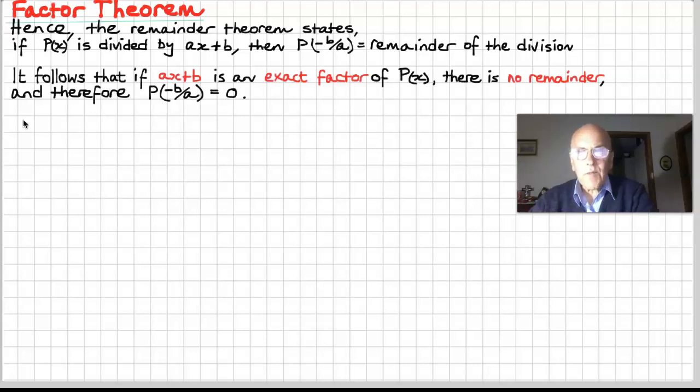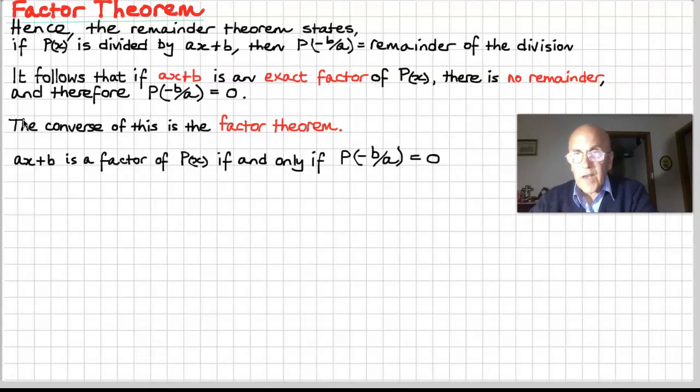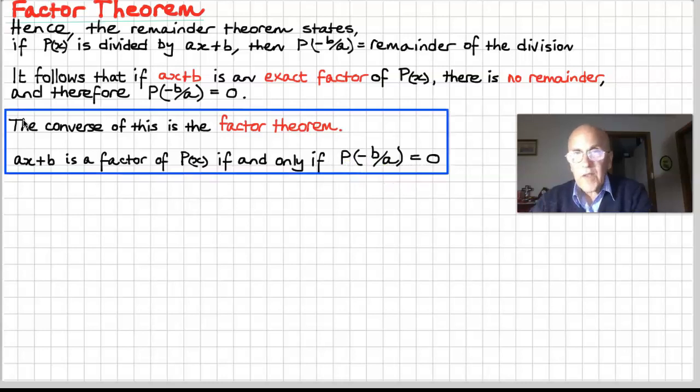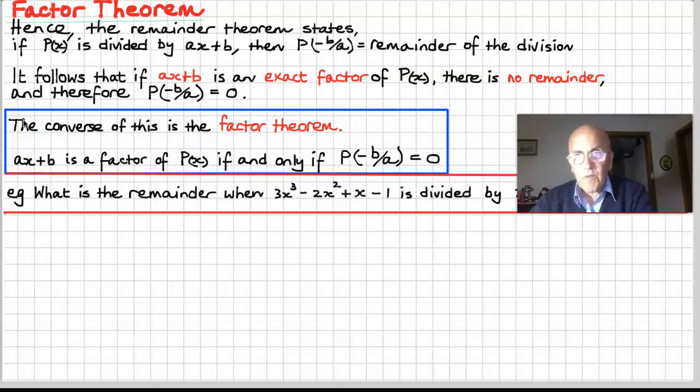It follows that if ax plus b is an exact factor of p of x, that is, there's no remainder, we will get p of minus b over a come to 0 because there is 0 remainder. So the converse of this is the factor theorem. What we're saying is that ax plus b is a factor of p of x if and only if p of minus b over a comes to 0. So that's how we find factors. We find factors when we get 0 remainder. That's what we're doing with the factor theorem.